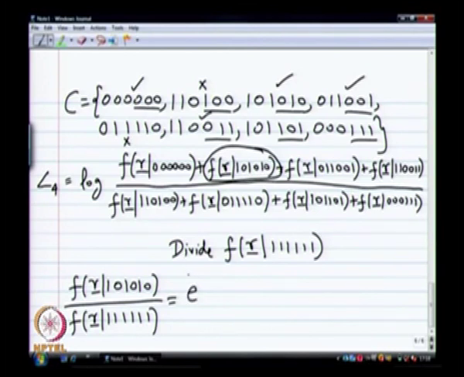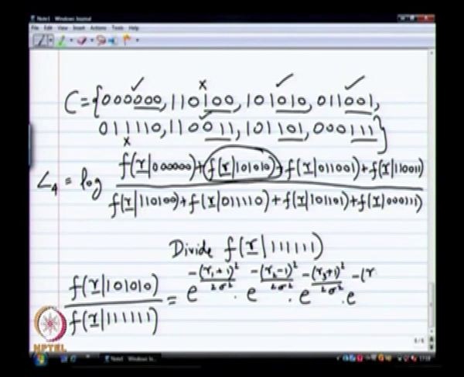This will be e power minus (r1 plus 1) squared by 2 sigma squared, times e power minus (r2 minus 1) squared by 2 sigma squared, times e power minus (r3 plus 1) squared by 2 sigma squared. I am going to run out of room; whenever I run out of room, I will stop. Hopefully you can extrapolate what is there. Then r4 minus 1 squared by 2 sigma squared, and then there will be 2 other terms. I am not writing them, but you can imagine what those 2 other terms will be.